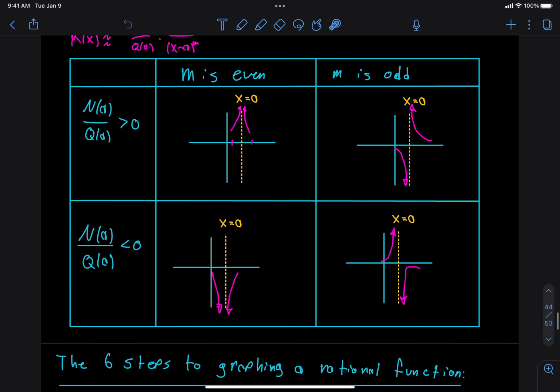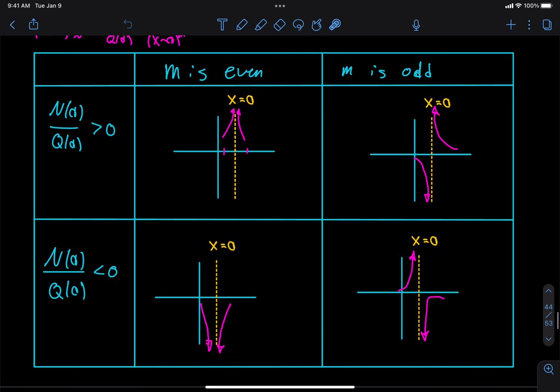When we checked those, we had this diagram: if m is even and the leftovers are positive, we have up, up. If m is even and the leftovers are negative, we have down, down. If m is odd and the leftovers are positive, then we have down, up. And if m is odd and the leftovers are negative, then we have up, down.